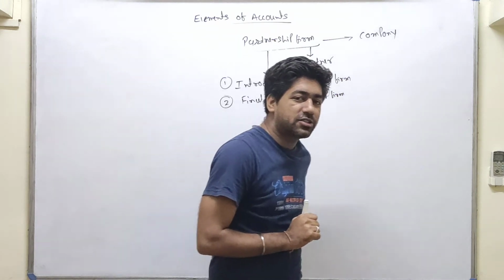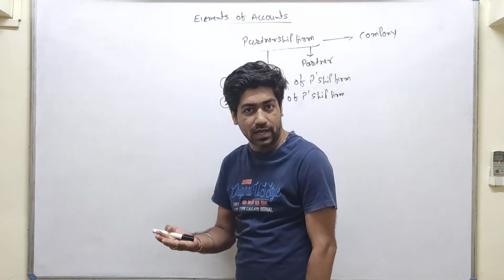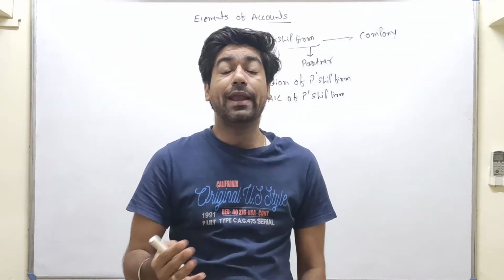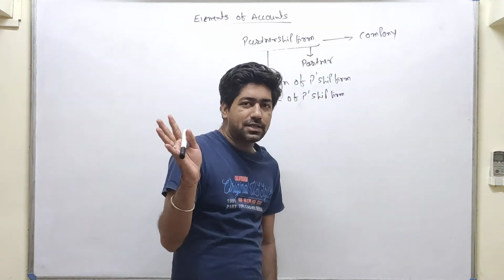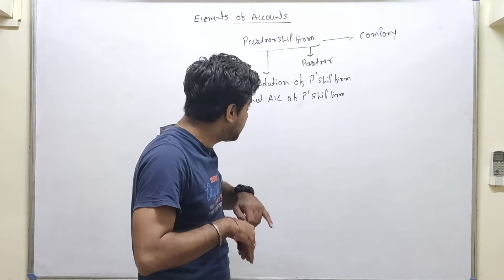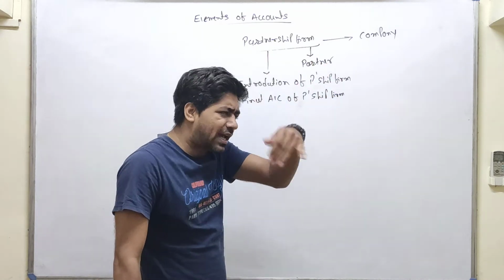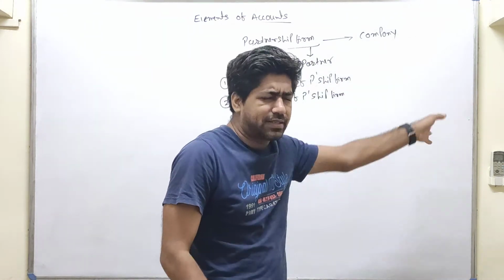Like in a sole proprietorship, whenever we prepare final accounts, we prepare three accounts: the trading account, the profit and loss account, and the balance sheet. In that case the profit belongs to only one partner, but here we have to distribute that profit among the partners. So there is some change here, which will be discussed later.